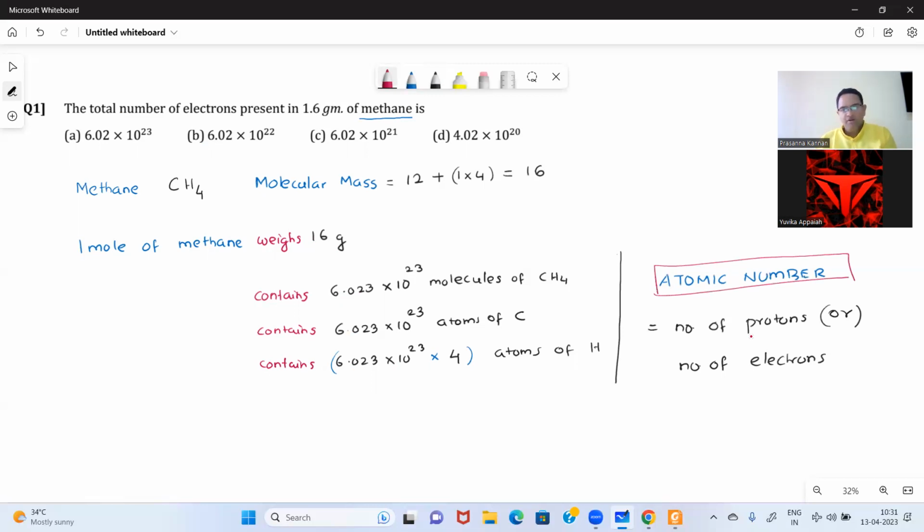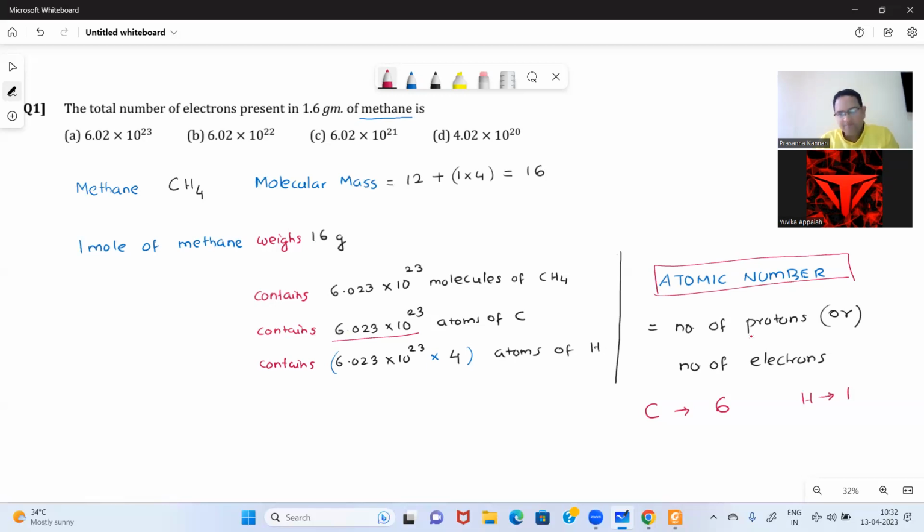So now, how many atoms are there in 1 mole of methane? 6.023 into 10 power 23 atoms of carbon, correct? One carbon. So what is the atomic number of carbon? Atomic mass we understood is 12, right? Atomic number is 6. All right, Viveka? Atomic number for carbon is 6. Atomic number for hydrogen is 1.